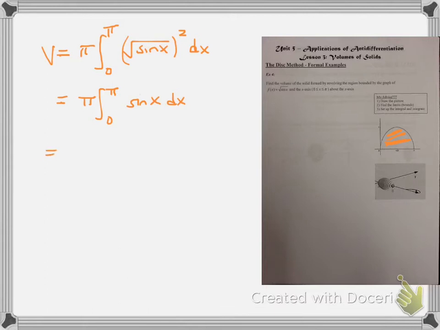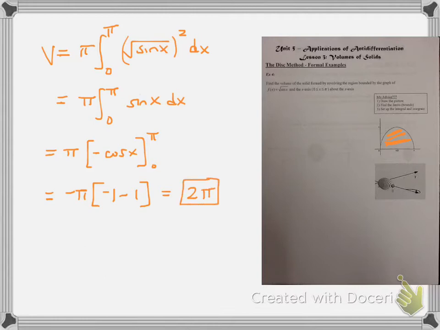And now we're going to begin integrating. So the integral of sine is negative cosine of x. We're going to evaluate that from 0 to pi. Now what I like to do in a case like this is bring the negative out before I start evaluating. Cosine of pi is negative 1. Cosine of 0 is 1. So when all is said and done here, I'll end up with 2 pi.